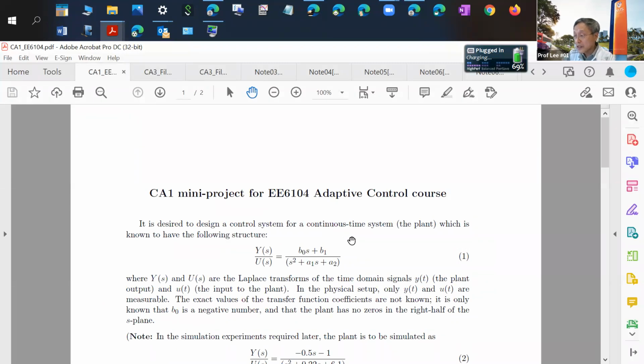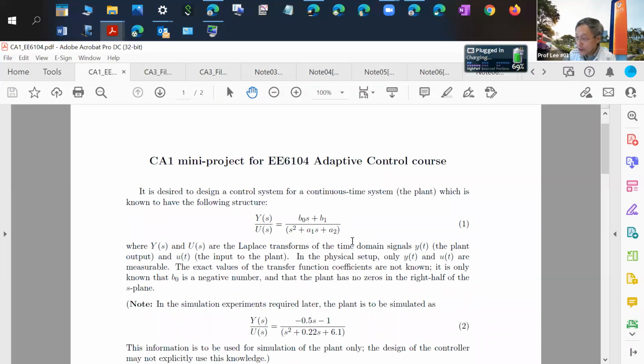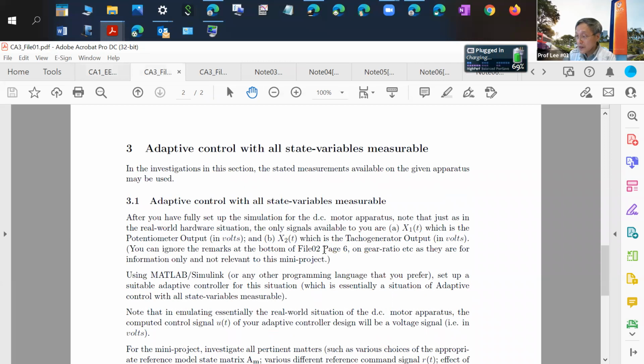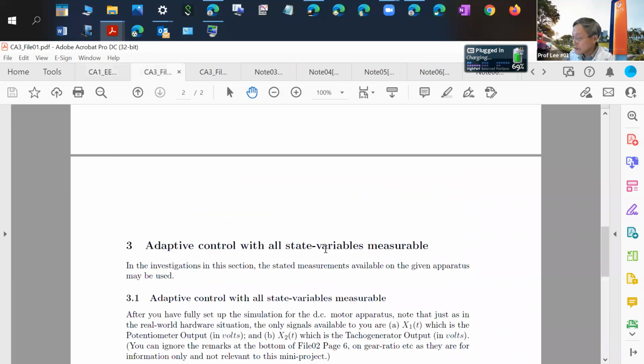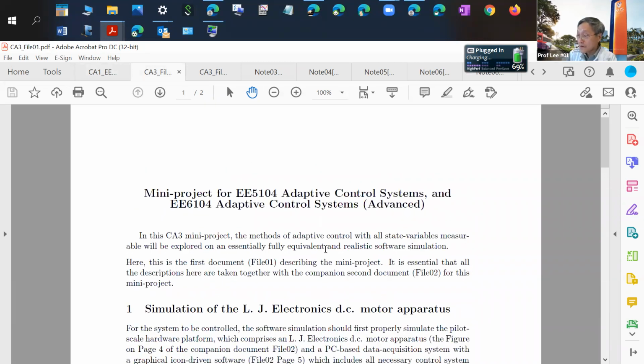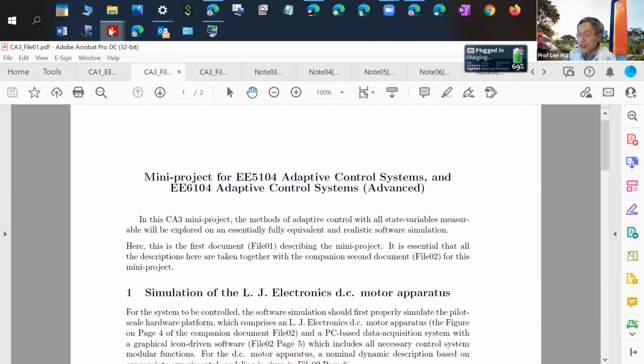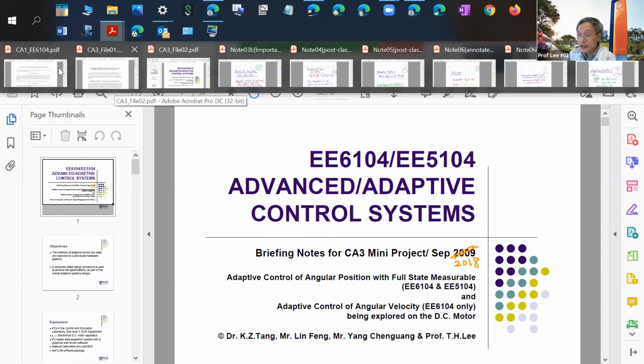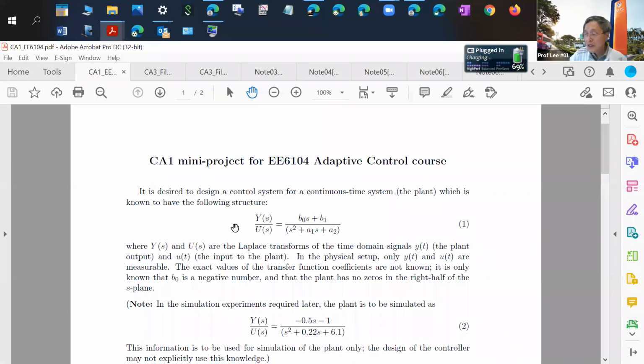Okay, so now going on to this, you will see these are files you already have. This is the CA1. I pull up the 6104 here. 5104 is similar, except it is essentially just missing the later parts. Then I will also pull up the CA3 file, with its accompanying materials down there, the second file. Okay, and I'll mention it. Let me first talk about CA1.